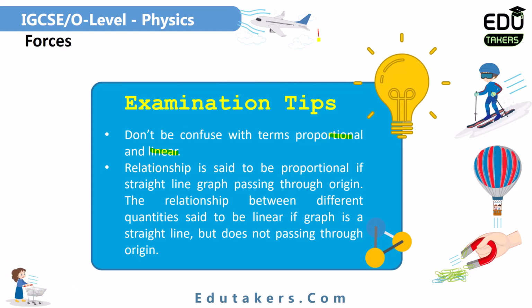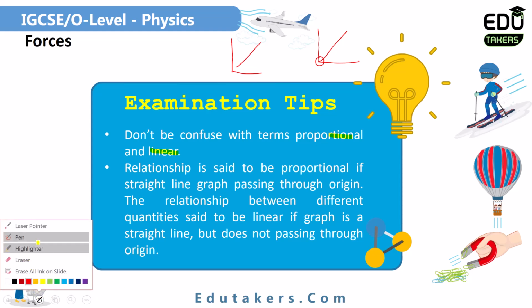See here, if I take any quantity on the x-axis and y-axis, when you draw the graph, it is a straight line, but this straight line passes through the origin. Then in this case, I can simply say that both of these quantities are proportional. But when you have to define linear quantities, it means that when you draw the graph between two quantities, it would be a straight line, but this straight line does not pass through the origin. This is the difference between both of these.